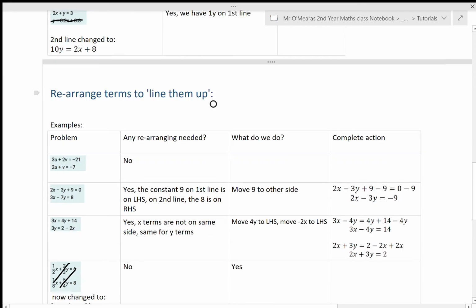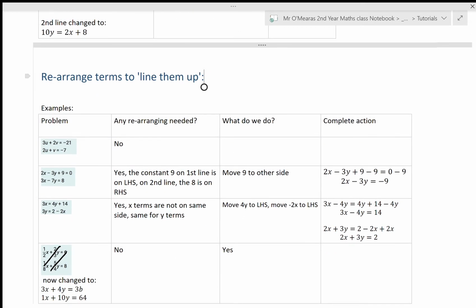Okay, so what we mean here is if the u's and the v's and the constants aren't in the same place. So you can see from the very first example here, the u's are first, then come the v's, then there's an equals, then there's constants. So there's no rearranging needed in that first example. Okay, so we don't have to do anything.